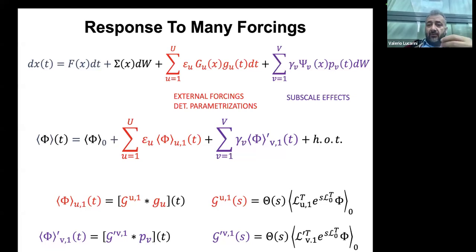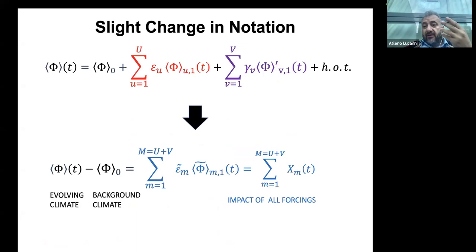So we go back to our response formula. So this is the perturbed dynamics. We add a certain number of forcings, both to the large-scale fields or to the noise, which would be small-scale forcings. And of course, we end up with the fact that for any observable phi, the correction with respect to the reference state phi 0 is given by the sum of different contributions, each coming from one of these forcings. So let's put all these acting forcings together up to a number m. Looking at the lower equation, you have that the anomaly at time t, which will be my signal, is given by the sum of m terms.